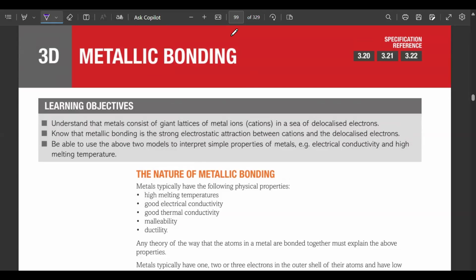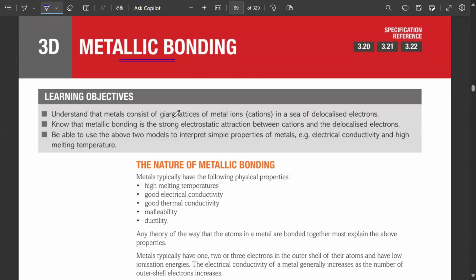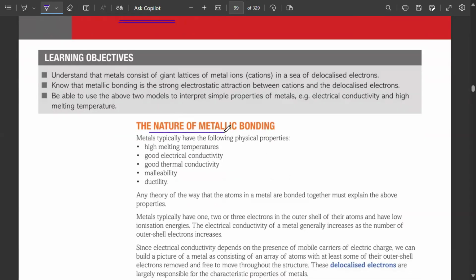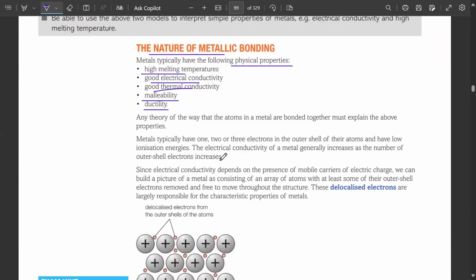So now that we have talked about what are polar and non-polar molecules, next we'll talk about metallic bonding. What is metallic bonding? The nature of metallic bonding: metals typically have the following physical properties, including high melting temperatures, good electrical conductivity, good thermal conductivity, malleability, and ductility. Any theory of the way that the atoms in a metal are bonded together must explain the above properties.